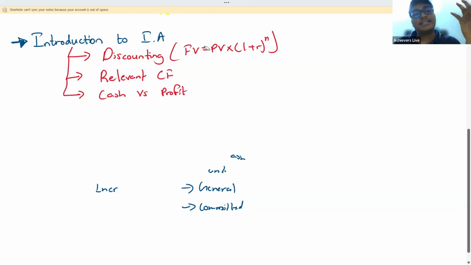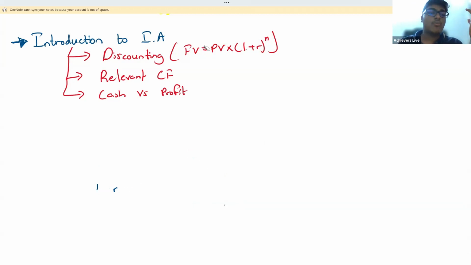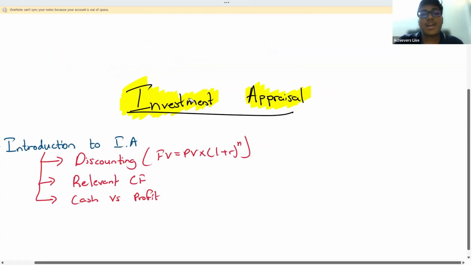Next factor is cash versus profit. What is the difference between cash and profit? Again, I'm not going to explain this. You have to know the differences. You cannot spend profits. Profits are subjective. Profits can be manipulated. These are the differences. In FM, cash is king. So this was the introduction which we did. Then the next thing which we covered, what was it?